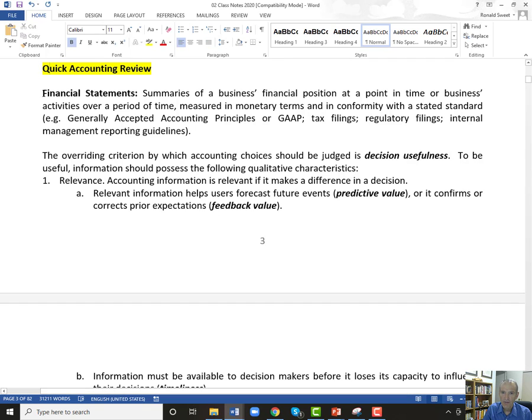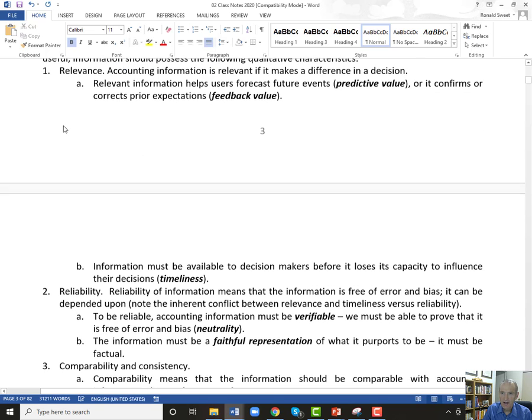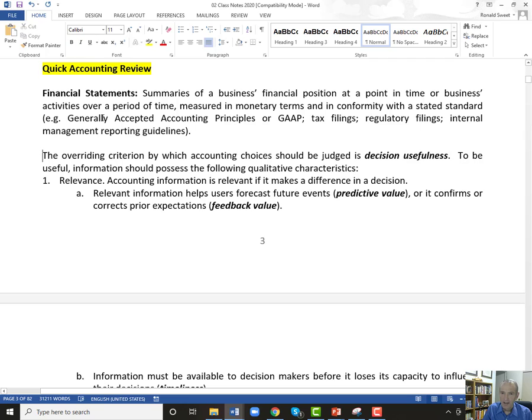So this is a quick review. We've already talked some of this stuff. We'll get into the actual financial statements here in a little bit, but let's talk about accounting and what accounting says it is trying to accomplish.